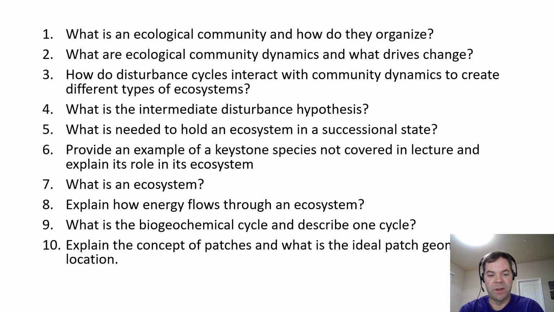Ecological community dynamics is the change in the community, and this is driven by disturbances. And disturbance cycles interact with the community by creating different types of ecosystems by setting back succession through various stages. And the intermediate disturbance hypothesis states that species diversity is the highest when there's an intermediate disturbance.